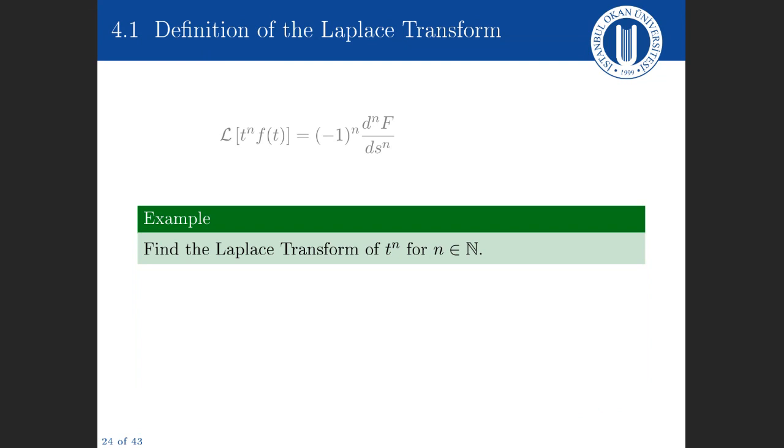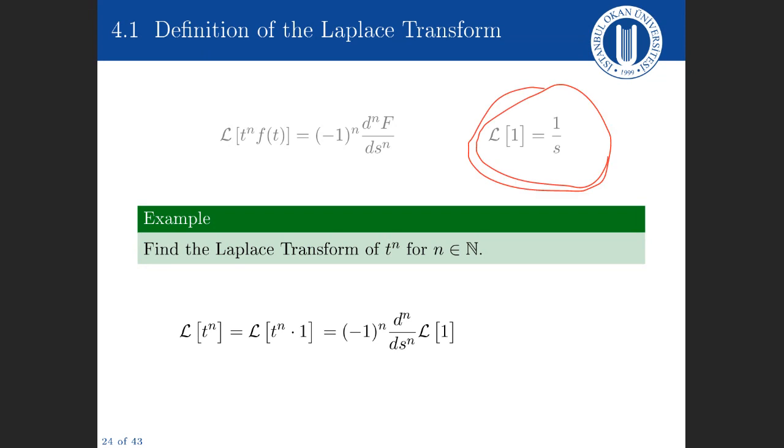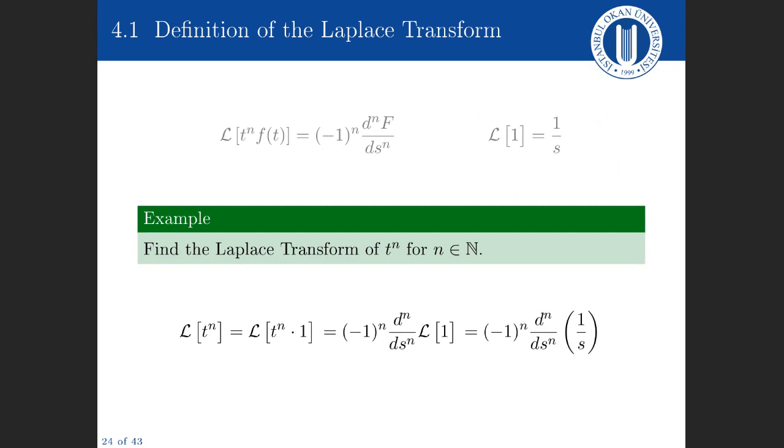We can also use this formula to calculate the Laplace transform of t to the power n, because t to the power n is the same function as t to the power n multiplied by 1. And we know the Laplace transform of 1. So all we need to do is to calculate minus 1 to the power n, nth derivative of the Laplace transform of 1. That's minus 1 to the power n, nth derivative of 1 over s. I'll leave it for you to check that this is the same as minus 1 to the power n multiplied by minus 1 to the power n, n factorial divided by s to the power n plus 1. Of course, minus 1 to the power n multiplied by minus 1 to the power n cancels out, and we're just left with n factorial divided by s to the power n plus 1.